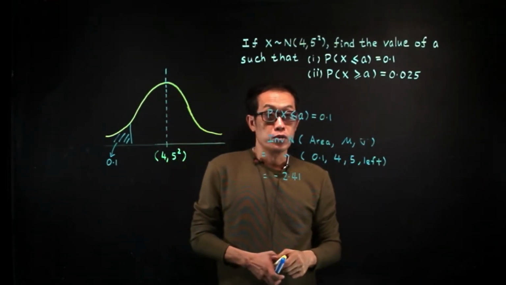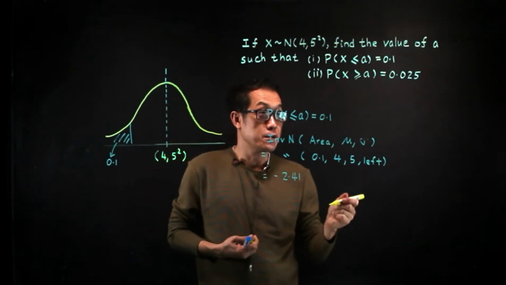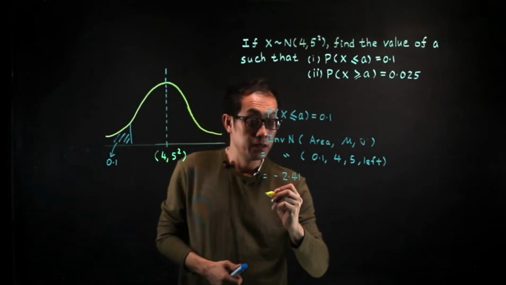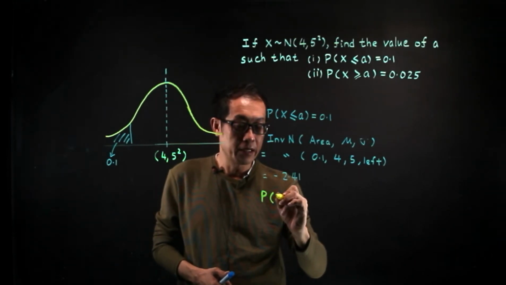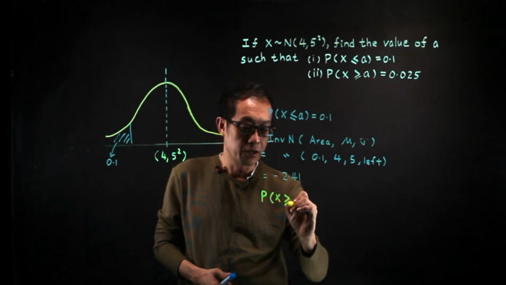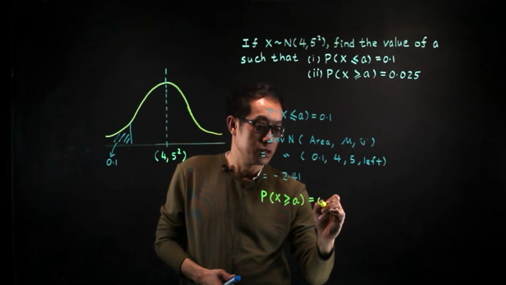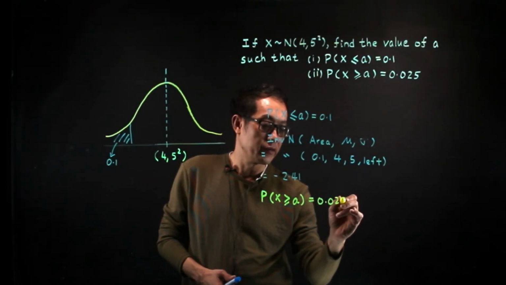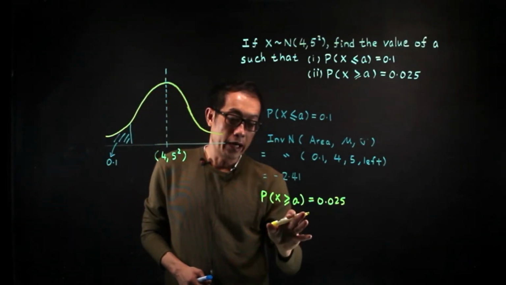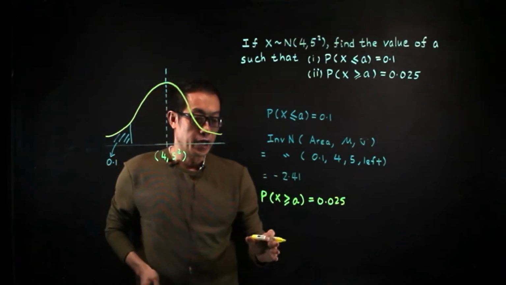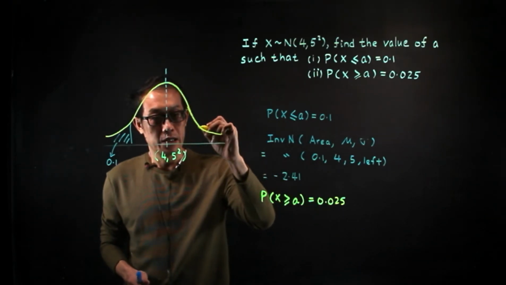Now let's move on to number 2. Number 2 is very similar. You're asked that the probability of x greater than or equal to a is equal to 0.025. Let's look at where a is, whether it's on the left or on the right. X greater than a to be 0.025. So a has to be here.